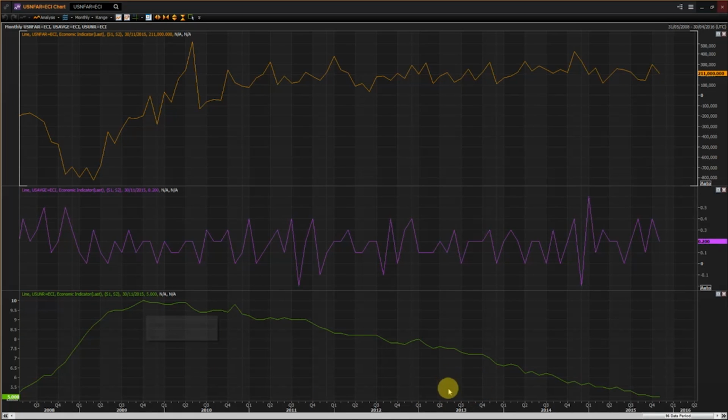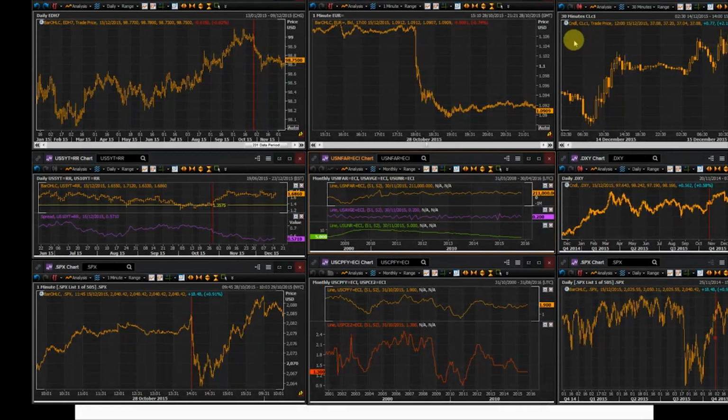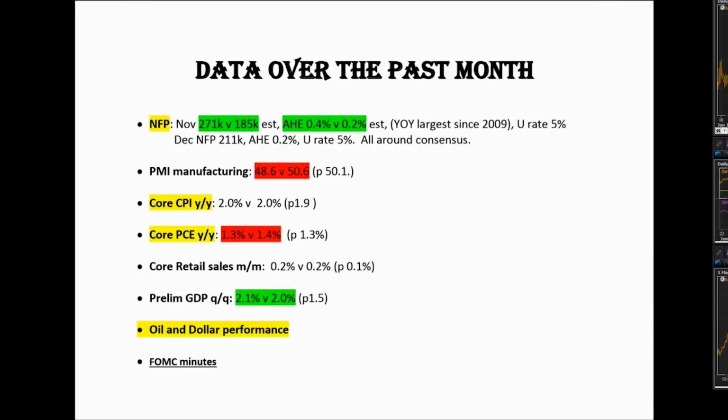But essentially it was only a year or two ago that the Fed were talking about 6.5% as being the rate they want to see before rate hikes come. Now we're well below that, and that's kind of when the Fed went from their employment mandate to a dual employment and inflation mandate. Other data, PMI manufacturing slightly weaker over the last month, but nothing really to pay too much attention to.